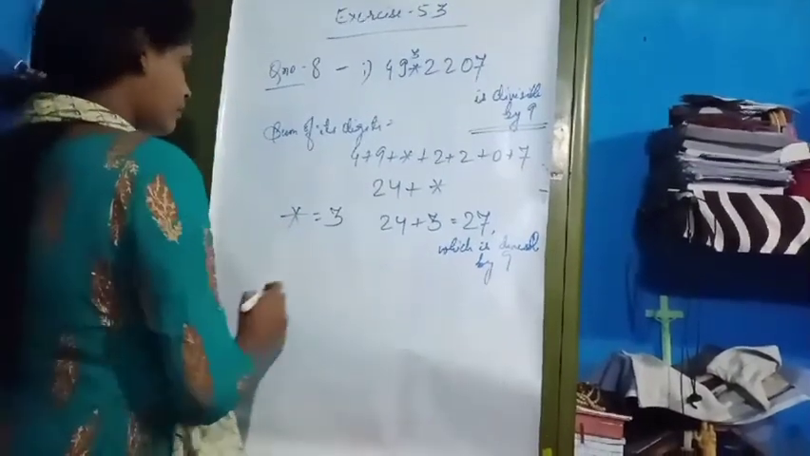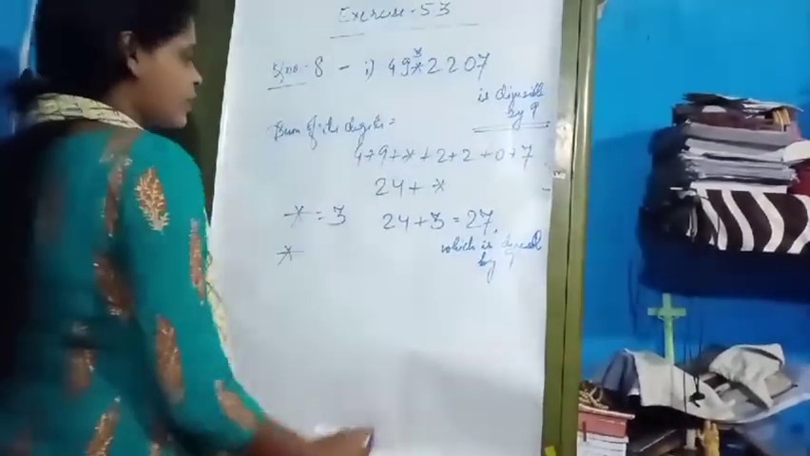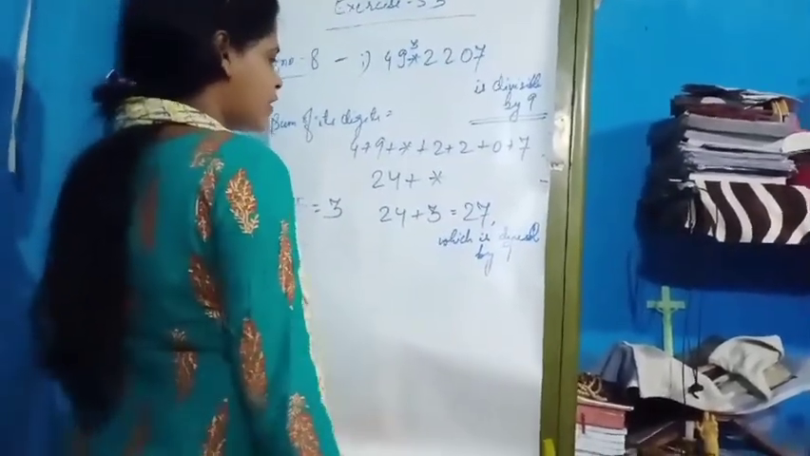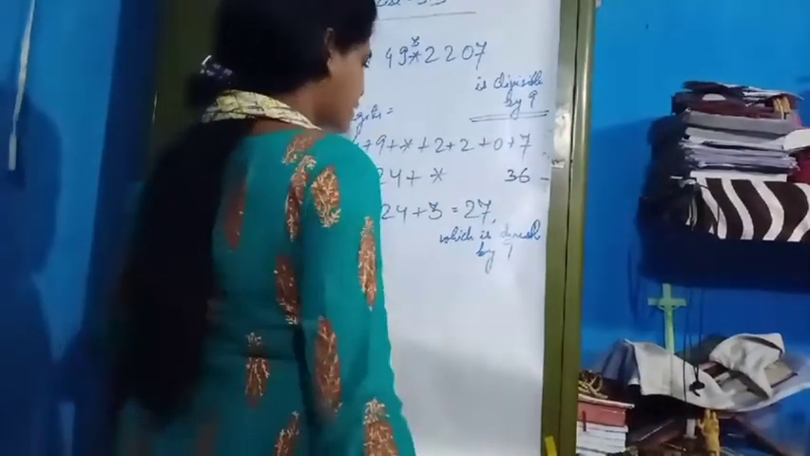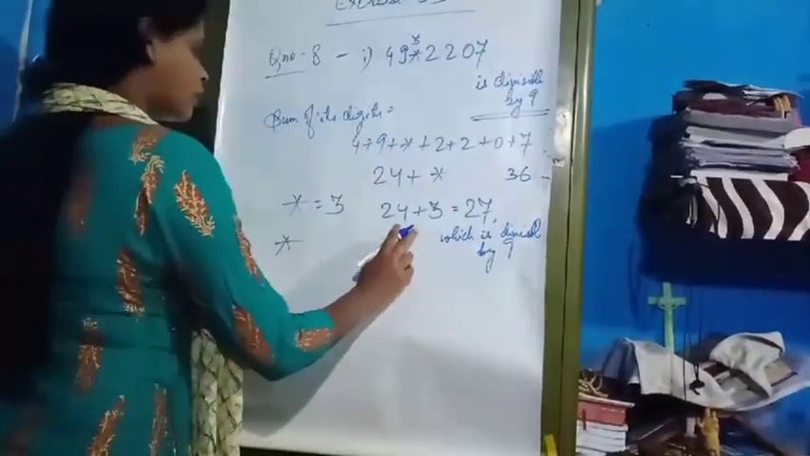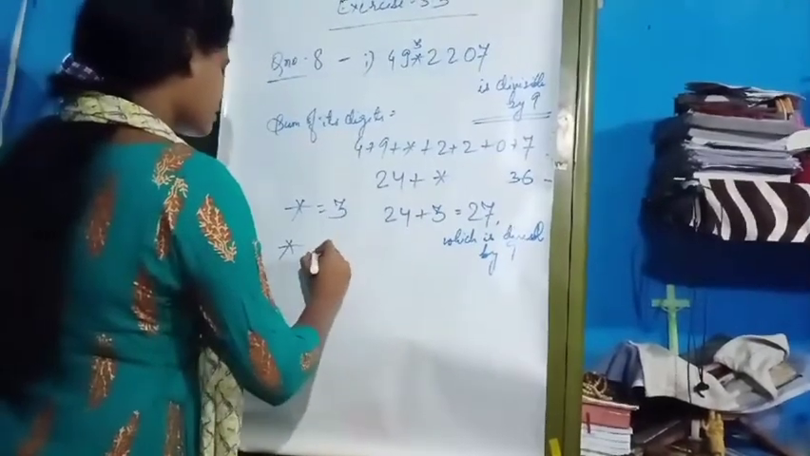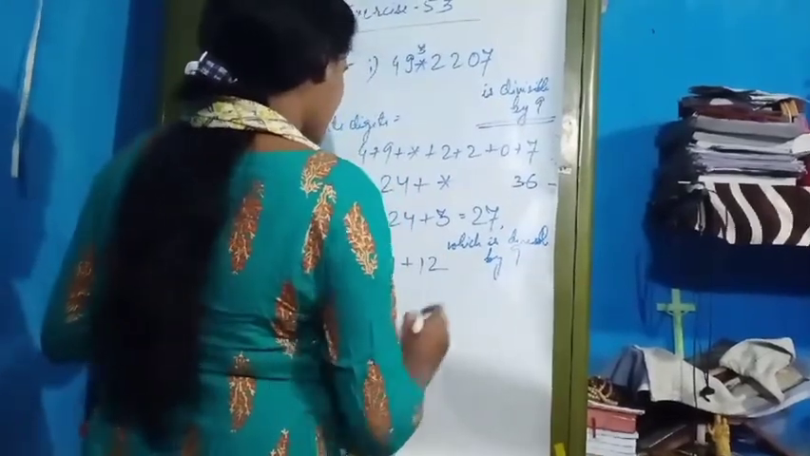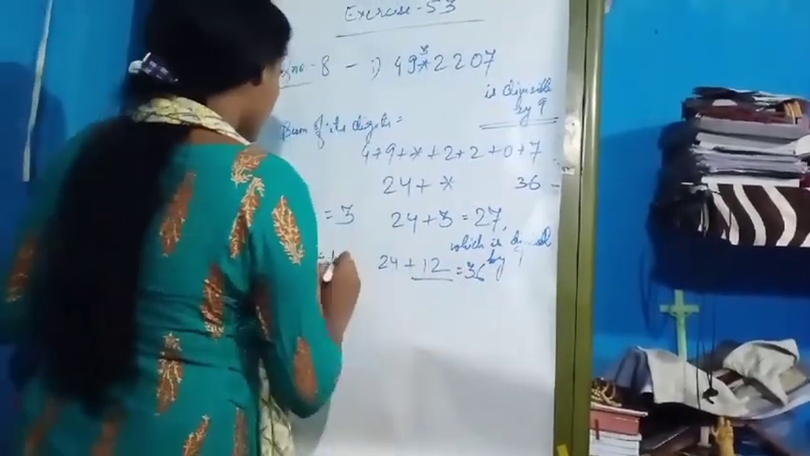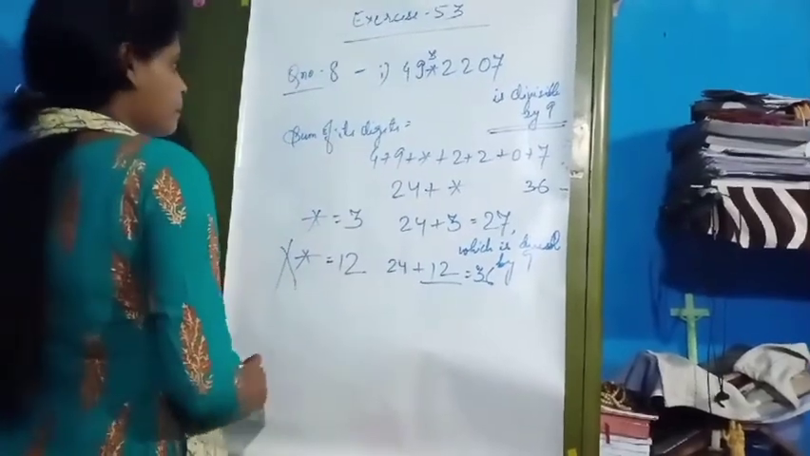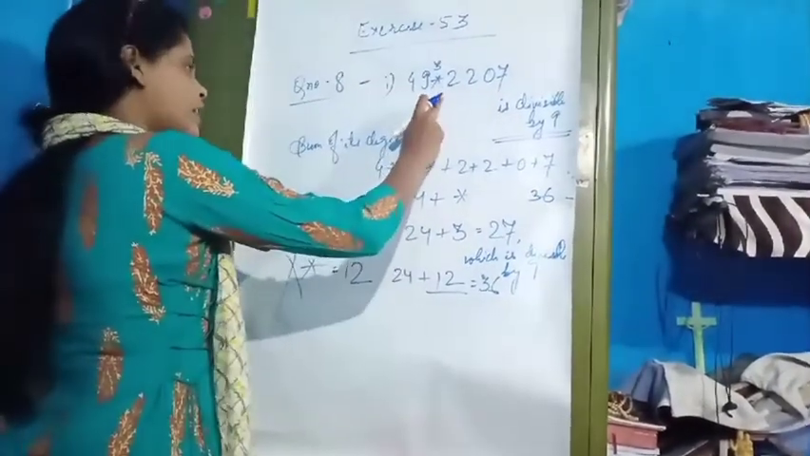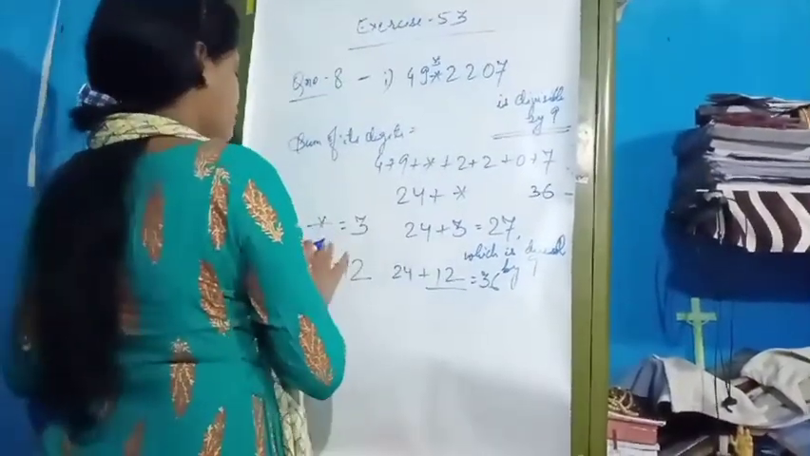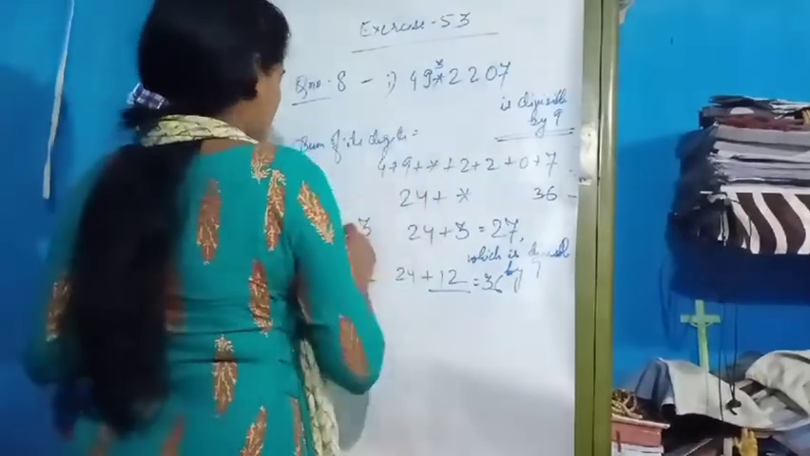Suppose in place of star, if you want to take anything more, after 27, what value comes in the table of 9? 9 threes are 27, 9 fours are 36, right? So what value will you take here to get 36? Star would be 24 plus 12, which you cannot take because this star can only be a digit. You cannot take a 2-digit number, right? Because in the rule we have studied this. So the value of star is equal to 3. This is your answer.